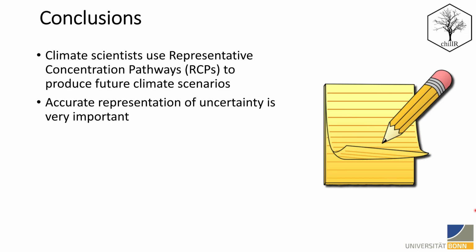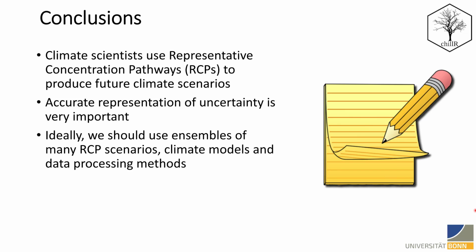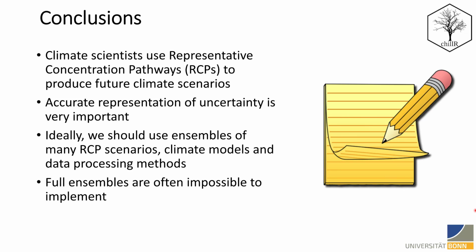Accurate representation of uncertainty is very important in any sort of climate change projections. So, for example, in science, if you're trying to publish a climate change study and you only have one scenario, a proper climate change journal will not normally accept your work. So this is really very important. And ideally, we should use these ensembles of many RCP scenarios, climate models, and data processing methods. But using full ensembles is often impossible to implement, especially for agricultural scientists like us.